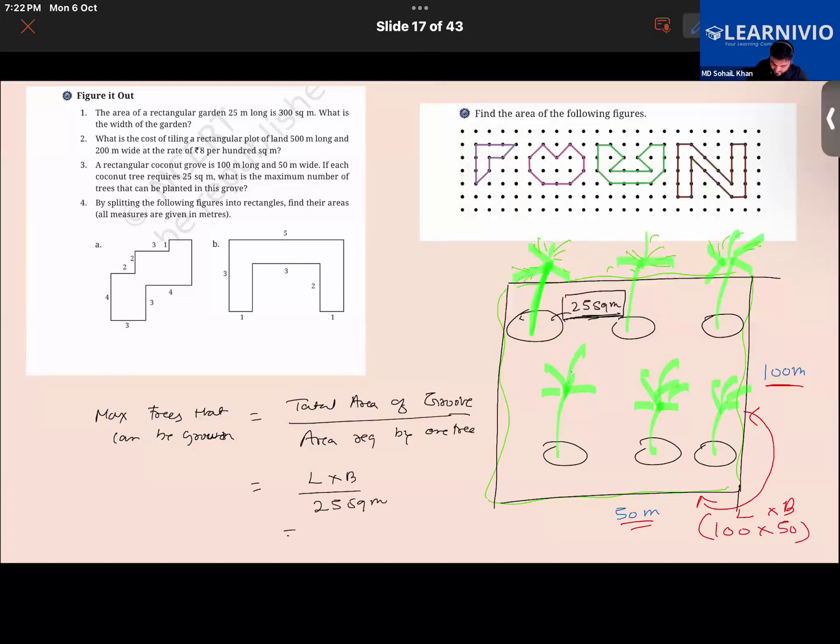So length and breadth is given as follows: 100 by 50, no? So that's going to be 5,000 divided by 25. So you tell me, after dividing it, how many trees can be grown? Divide it quickly.